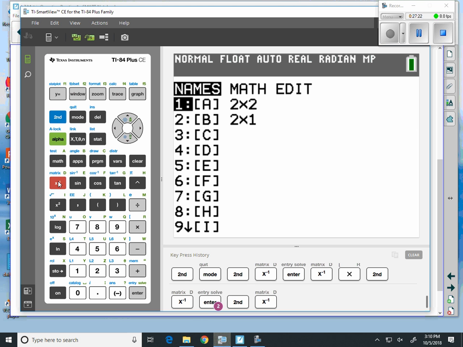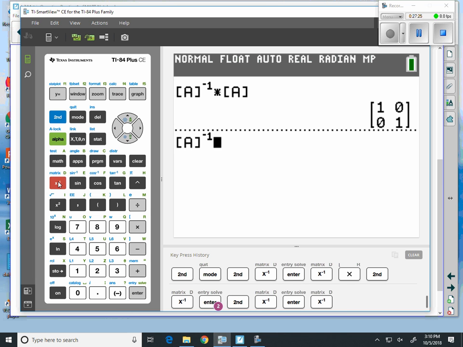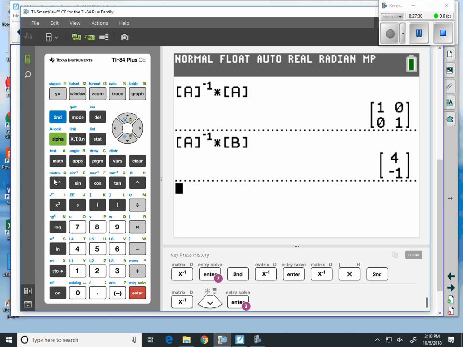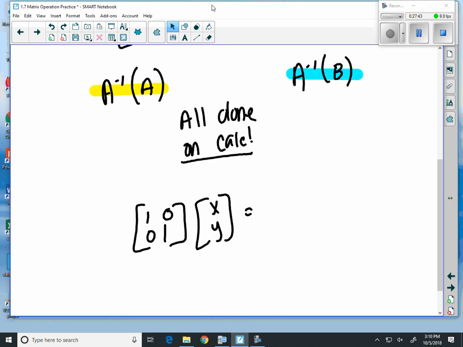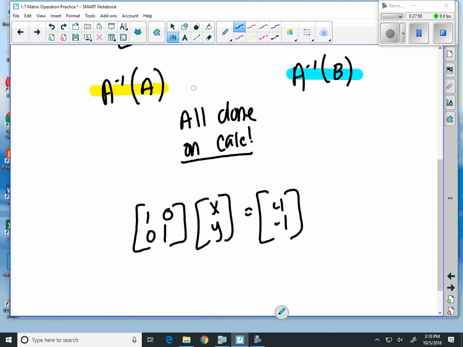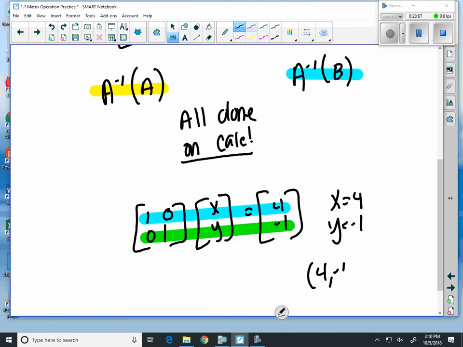So second matrix, choose A, and put that negative first, times second matrix, enter matrix B. Press enter. Once you get there, we're going to go back to our notes. And we got 4, -1. So if we look at this first row, okay, this is basically saying x equals 4. If we look at our second row, we have y equals -1. So for our solution to this system of equations, we get (4, -1).